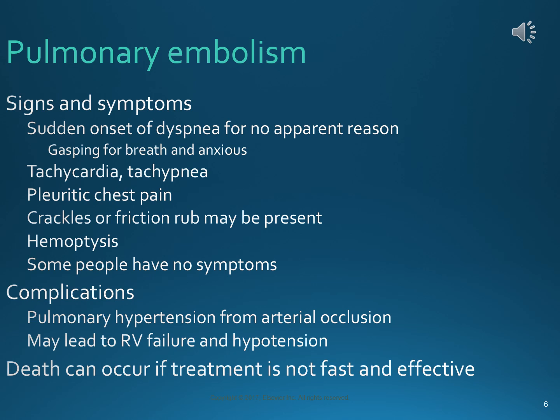Complications of a pulmonary embolus are pulmonary hypertension because you've got arterial occlusion. This can also lead to respiratory failure and then hypotension and shock, depending on how much of the pulmonary vasculature is occluded by the clot. You can die from this if treatment is not fast and effective. So this is a medical emergency.